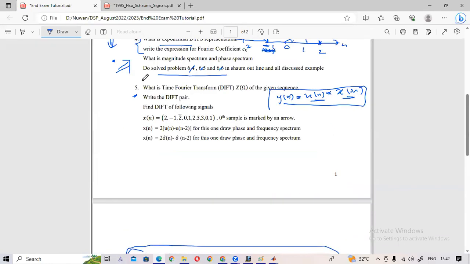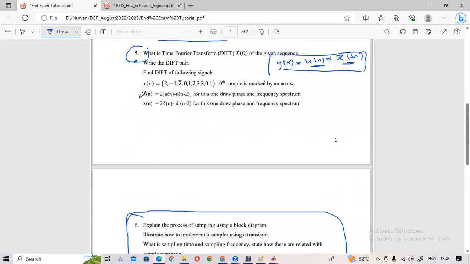Okay, this one. So we have to find the Fourier transform, discrete time Fourier transform. This one is for non-periodic signal. So you have to find the Fourier transform of this signal. Okay, so I hope you can draw this signal and this signal without issue.